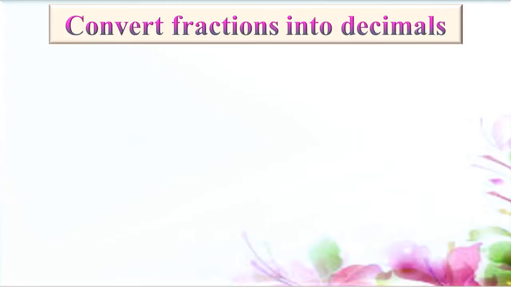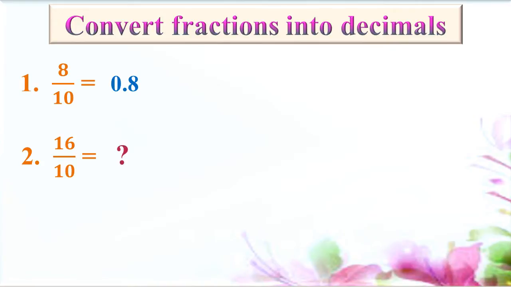Convert fractions into decimals. 8 by 10. Here in the denominator we have only one 0. So we can move one place in the numerator from right to left. So we'll get, what is that answer? That is 0.8. Then the second one, 16 by 10. Here also we have only one 0 in the denominator, so we can move only one step in the numerator from right to left. So we'll get, what is that answer? That is 1.6.